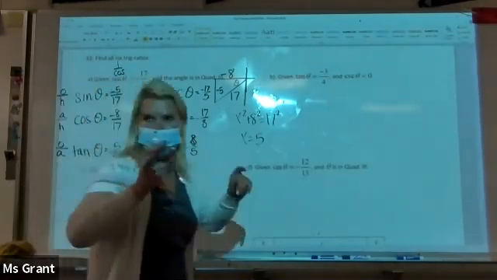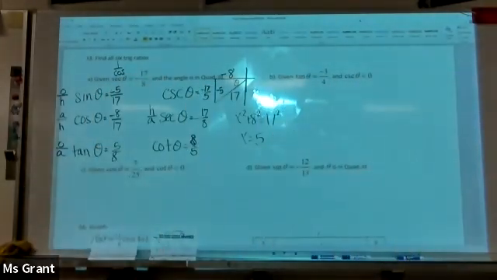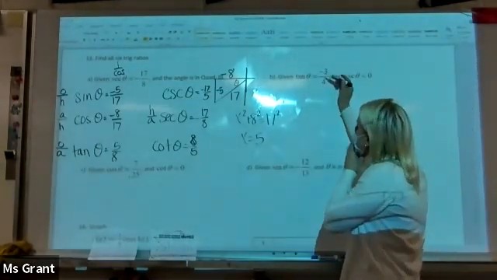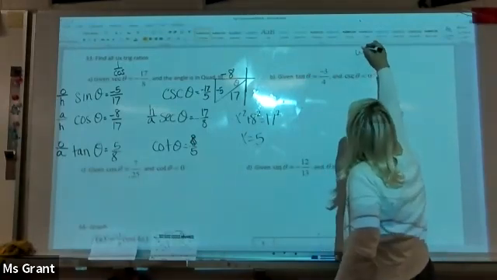I'm going to give you little hints on the rest of them. If tangent is negative 3/4, that means that where is tangent negative?